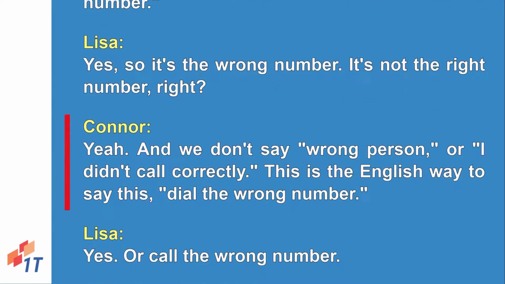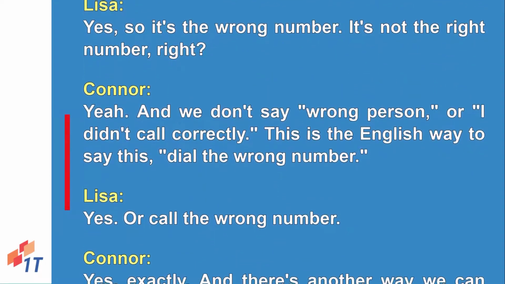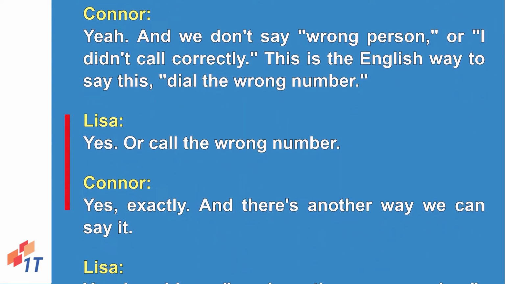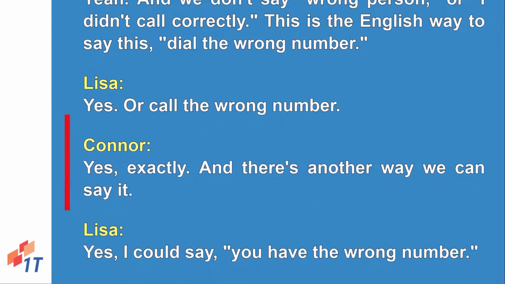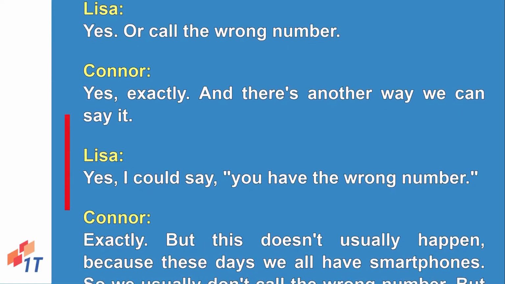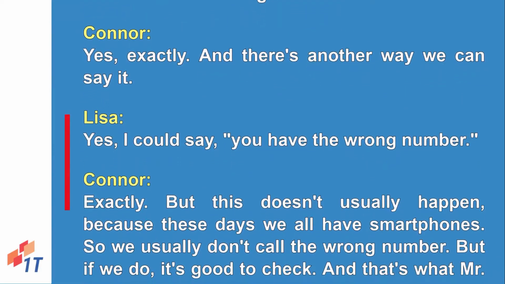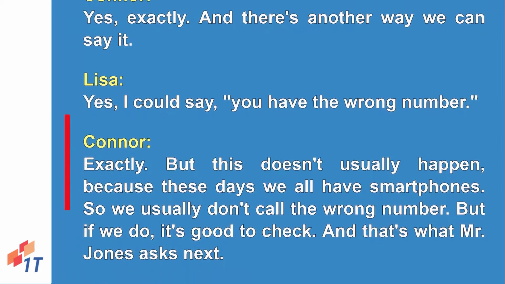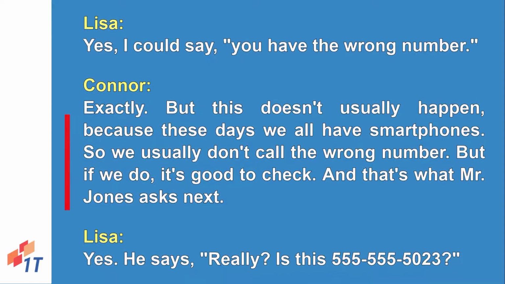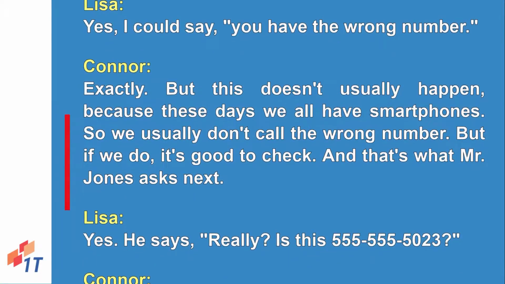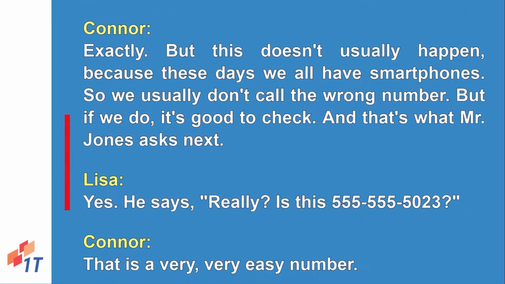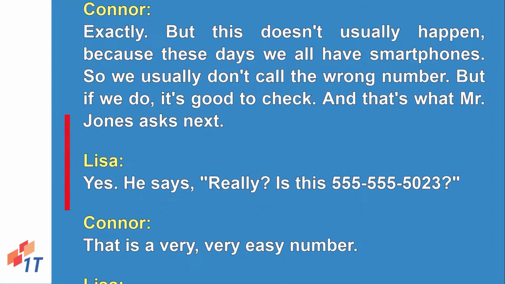We don't say wrong person or I didn't call correctly. This is the English way to say this. Dial the wrong number, or called the wrong number. And there's another way we can say it. I could say you have the wrong number. But this doesn't usually happen because these days we all have smartphones, so we usually don't call the wrong number, but if we do, it's good to check. And that's what Mr. Jones asks next.